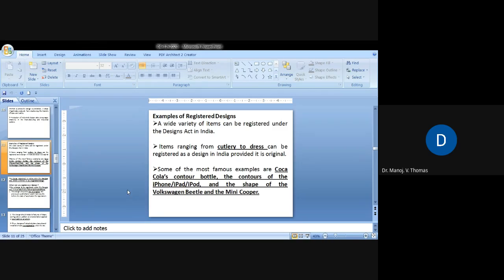So these are some of the examples where the owners of the design, the original company that produced the design, have registered the design, and that particular design belongs to the registered parties. So others cannot use them without the permission. Of course, they cannot use it.